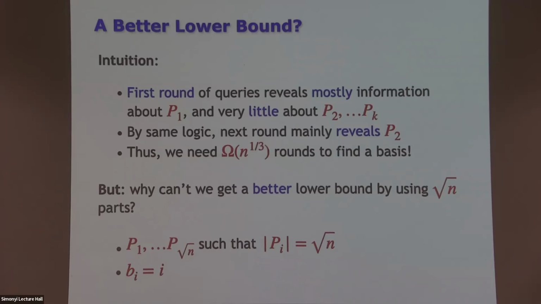If you could repeat the same logic about arguing that you only ever learn about P1 and then P2 and so on, it would give you a matching lower bound for this instance, or a square root n round lower bound for this instance of matroid. And that would be great because we already know the square root n round upper bound, and so it seemed that then you can completely resolve the question. But it turns out that's actually not true. You can do much better than square root n rounds for learning this kind of partition matroid.